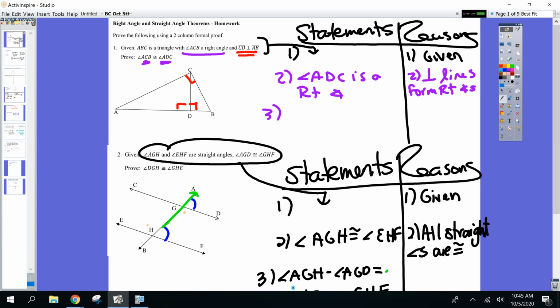Now that I know both of them are right angles, I now know both of them are congruent. And that's the theorem from Friday. All right angles are congruent. All right, everyone good there? 3 steps.